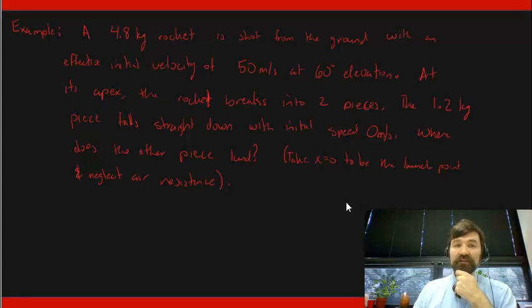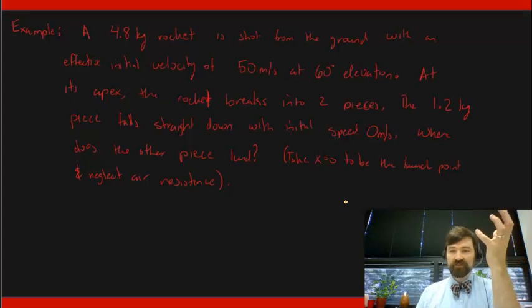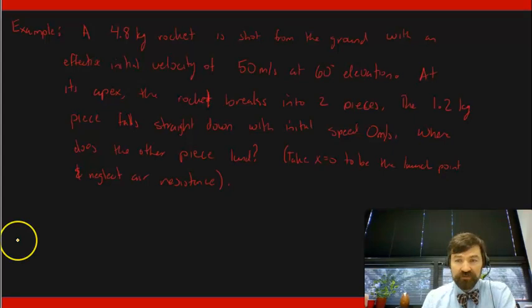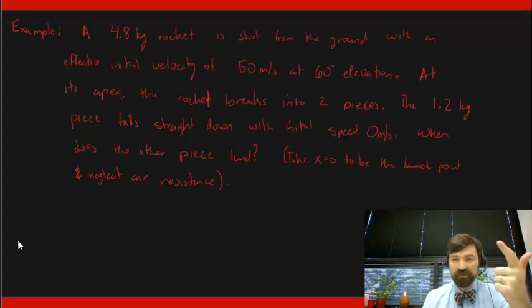Okay. At the apex, it breaks into two pieces. One of the two pieces, the lighter piece, falls straight down. So initially it's at rest after breaking off and it just drops. So where does the other piece land? To solve this problem, what we need to do is figure out where the center of mass should land and where the actual piece lands, and therefore where the third piece must be.